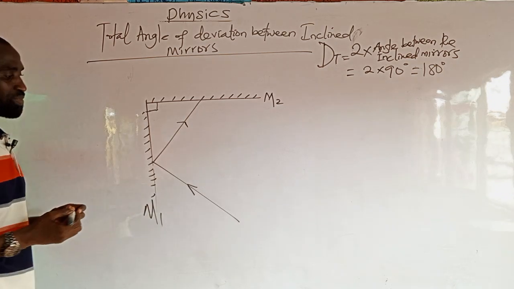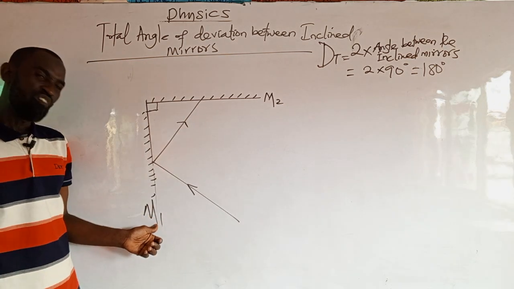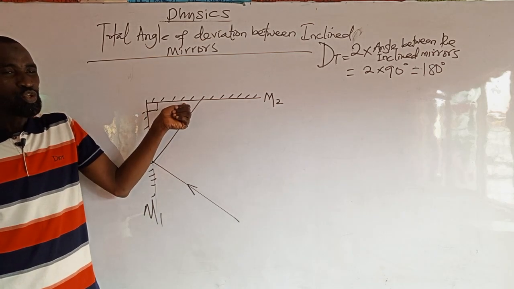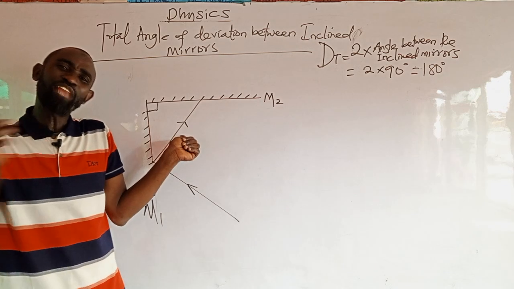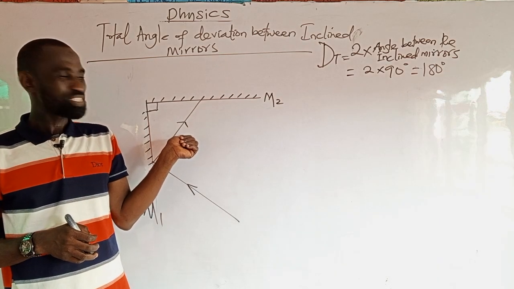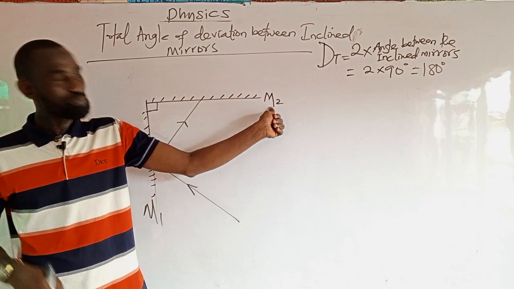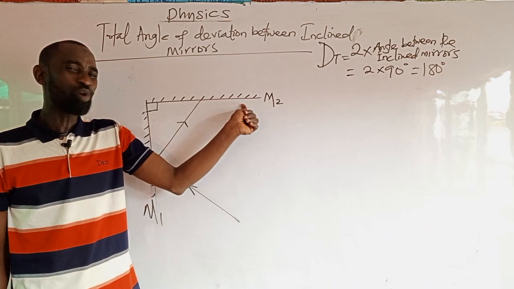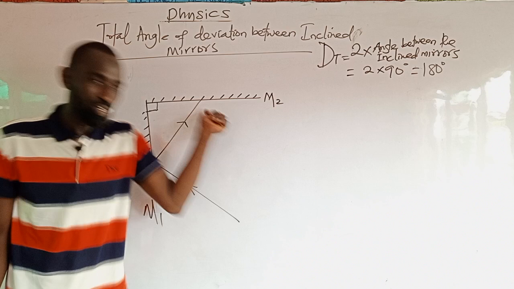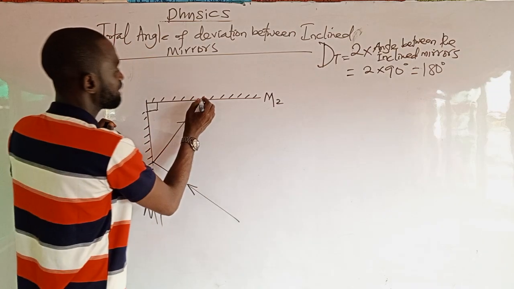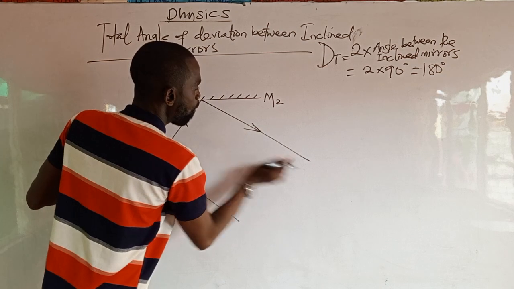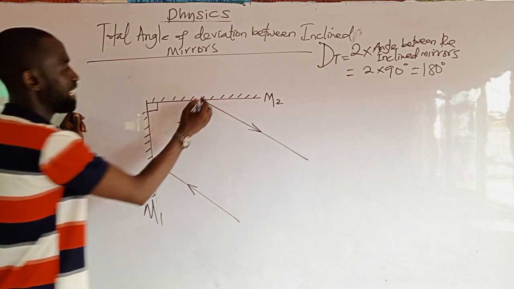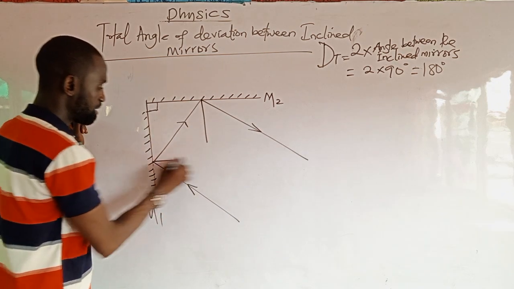Now, this is the incident ray of mirror M1. This is the reflected ray from mirror M1. You see that this ray is not serving just one purpose. It is serving as the incident ray for mirror M2. To mirror M1, it is the reflected ray, but to mirror M2, it is the incident ray. So for every incident ray, we must have a reflected ray. This one will also be reflected. So here, we are having two reflected rays. Our normal should be here.